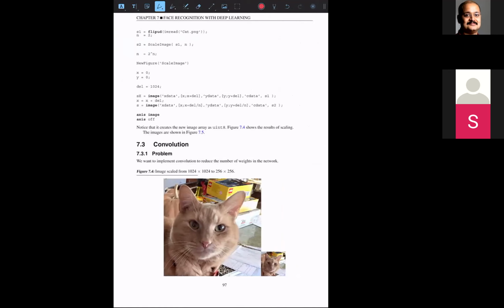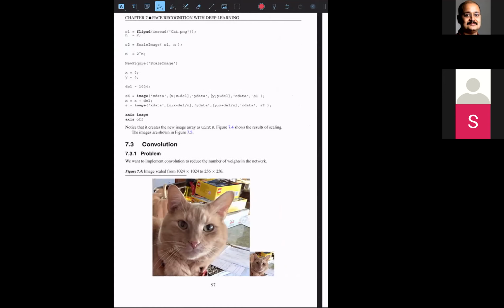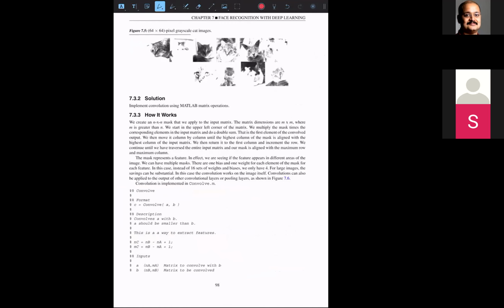and the next part is the convolution. So we talked about convolution. Can someone tell me in simple words what is convolution? What is convolution?